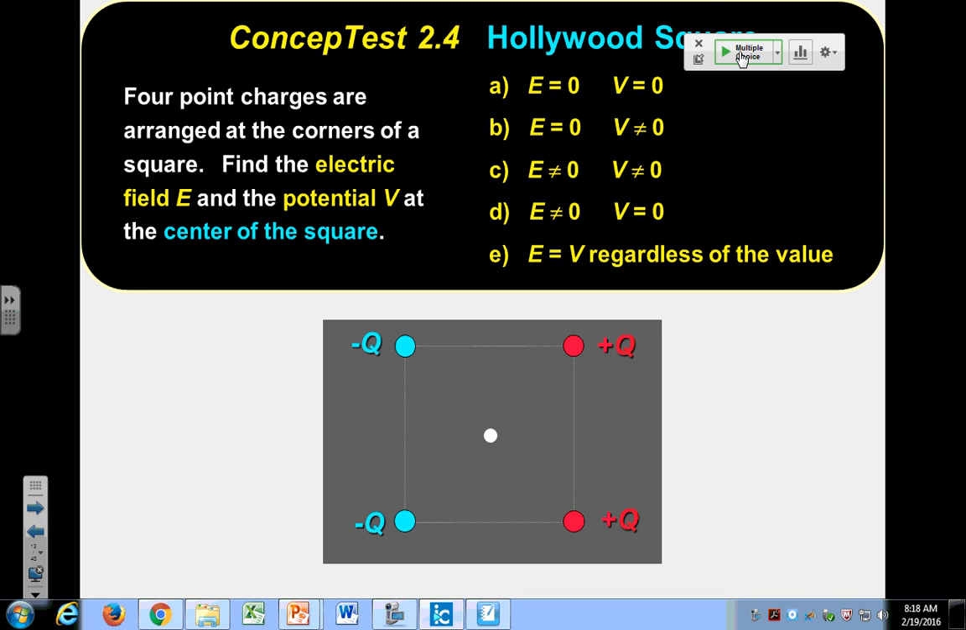4 point charges are arranged at the corners of a square. Find the electric field and the potential at the center of the square. We had a very similar question before, but here I want to know, is the electric field 0 or not 0? Remember, put your positive test charge here. Ask yourself the direction of the electric field. And then is the potential 0 or not 0?